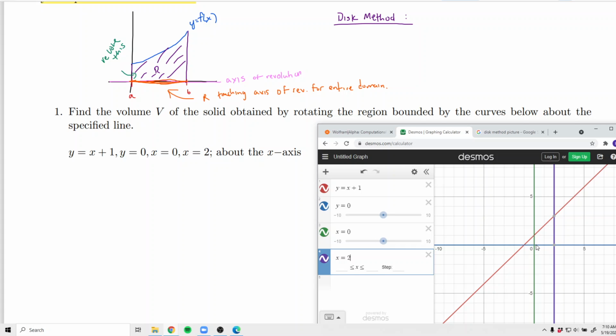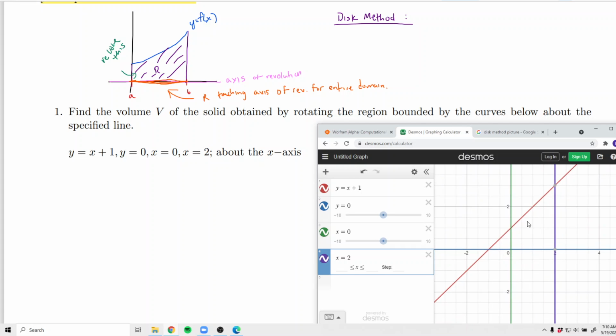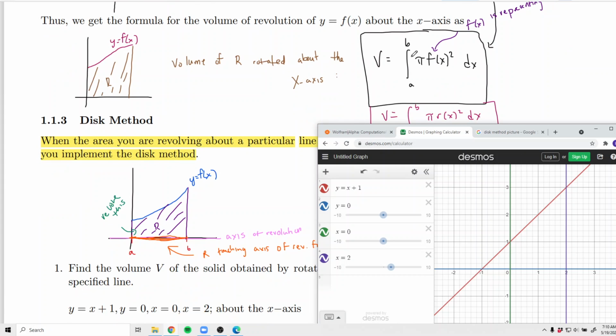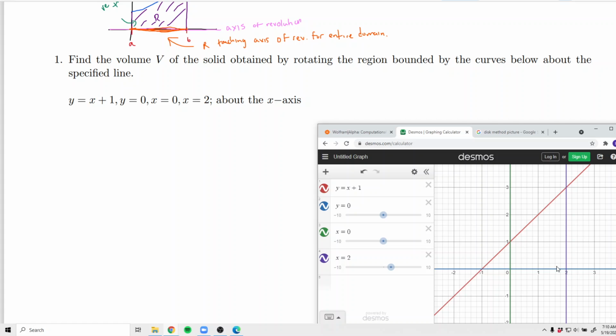So you can clearly see this is the region, and I'll go ahead and zoom in, but it's the only region that's really stuck inside all four. So we're just right here, and we're revolving around the x-axis. Notice that our region here is touching the x-axis the entire time. And that's important. That tells us we're going to have to use our disk method. The formula is the one we derived at the beginning, and we're going to use it.